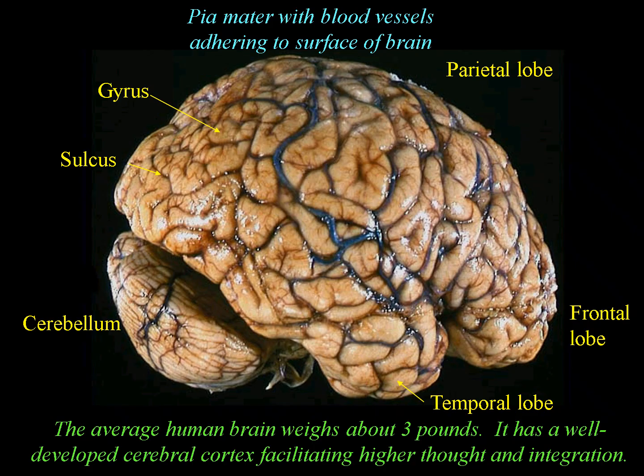The average human brain weighs about 3 pounds. What the brain lacks in appearance, it more than makes up for in complexity. For this reason, the brain is discussed in terms of 4 major regions: the cerebral hemispheres, diencephalon, brainstem, and cerebellum.